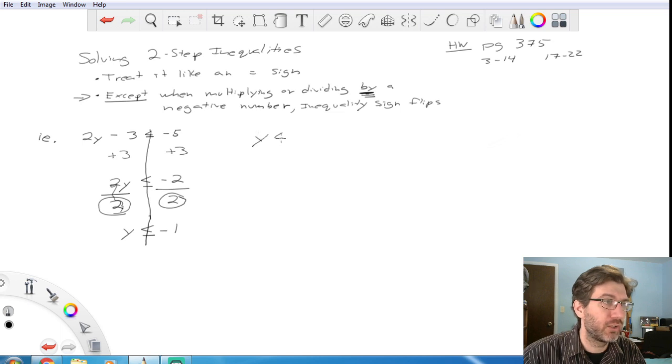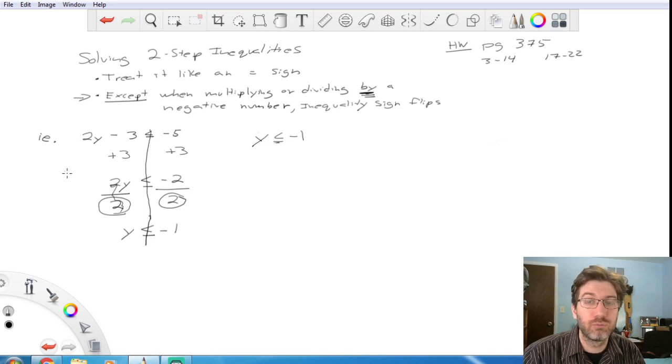So your answer is y is less than or equal to negative 1. So any number less than or equal to negative 1 is going to make this true. So if I plug in negative 1 here, it actually equals negative 5, which makes it true because it has this line underneath, which means equal to. So if I plug in negative 2, this would work.